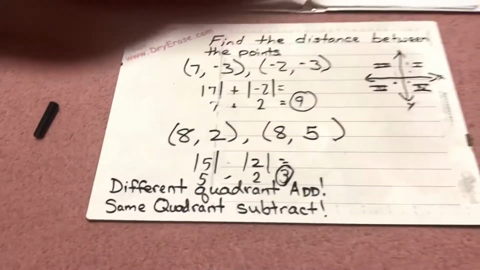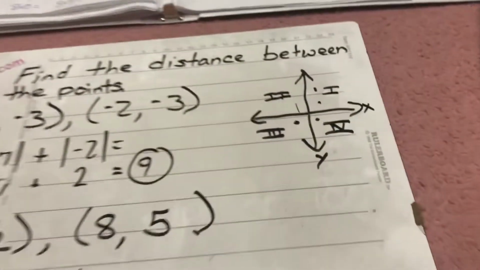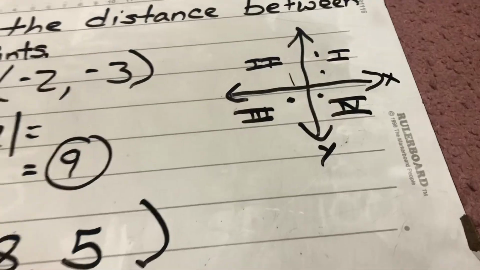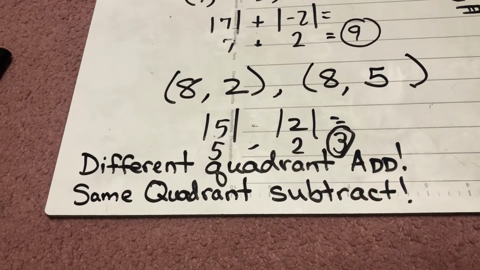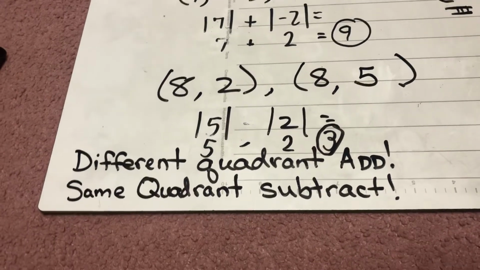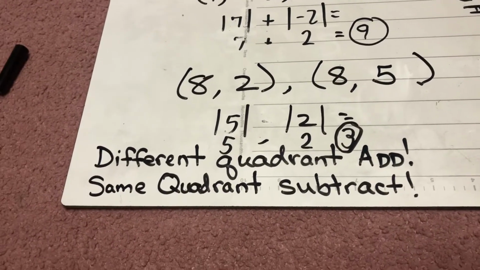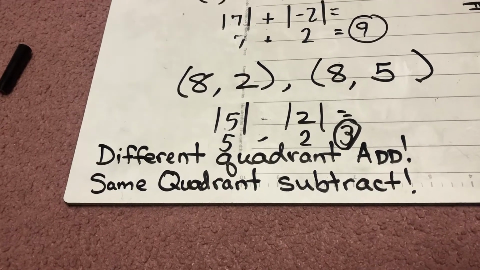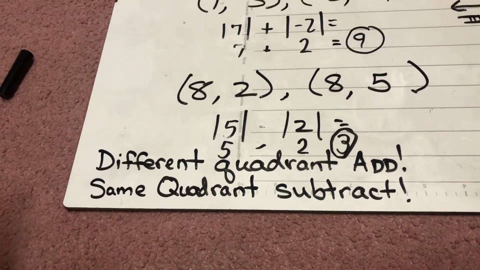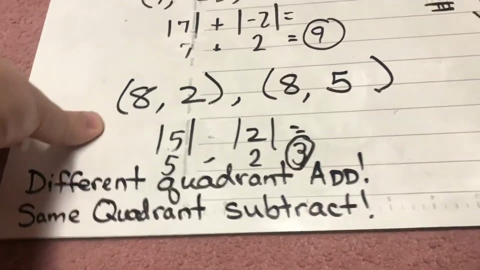So that's what happens. The key is figuring out what quadrant the point is in. If it's in a different quadrant, you add. If it's in the same quadrant, subtract. Now we're going to take this same concept, this same strategy and philosophy into the second part of what you're going to do. All right, let me grab the other board here.